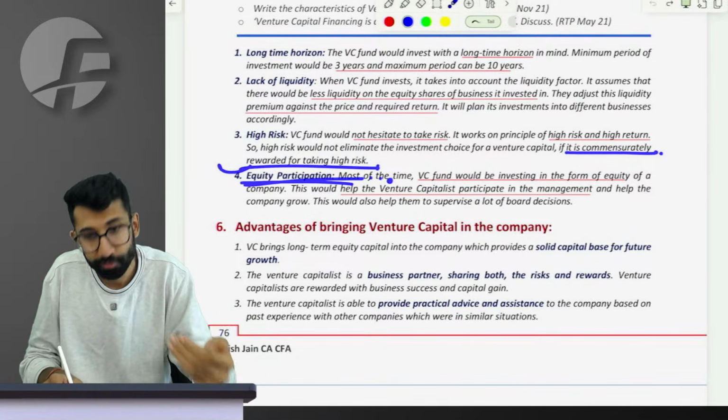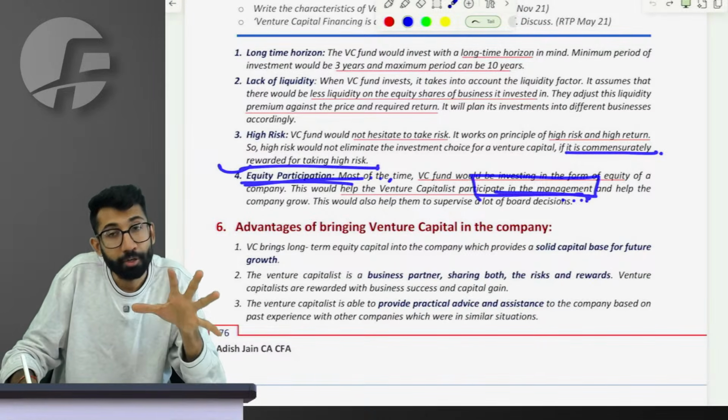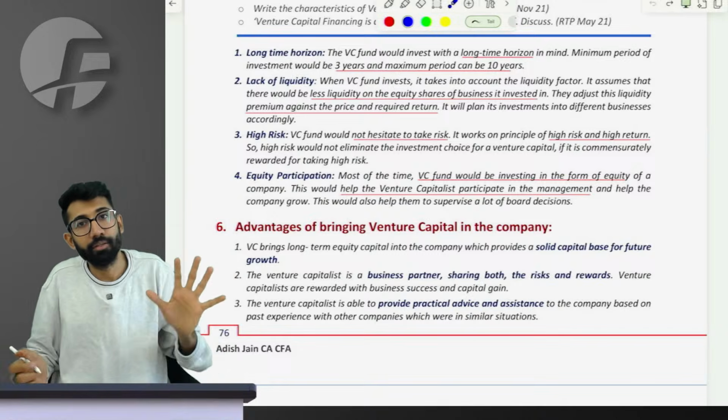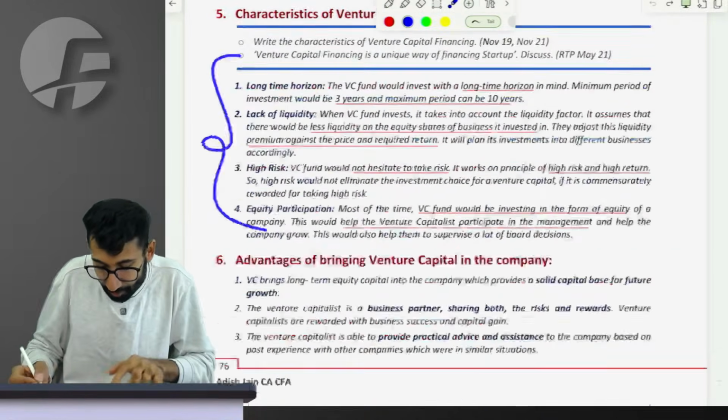Sir, the participation generally is in the form of equity, because when you buy the equity share, you become the owner of the company. You can help in the company's management. You can participate in the management of the company, not only as a capital provider. These are the characteristics of VC financing.